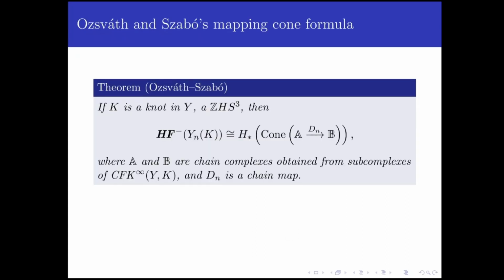Ozsváth and Szabó proved a very powerful relation between the 3-manifold invariants and knot Floer homology. One of the relations they proved was this mapping cone formula, which says that if you have a knot in a 3-manifold, which let's just say is an integer homology 3-sphere for simplicity, then HF^- of the n-surgery on this knot is quasi-isomorphic to the mapping cone of a map between two complexes defined using knot Floer homology.